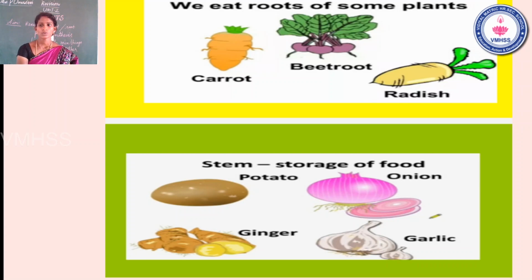Okay, for some plants we eat the stem part, the stem storage of food. For example, potato, onion, ginger and garlic.